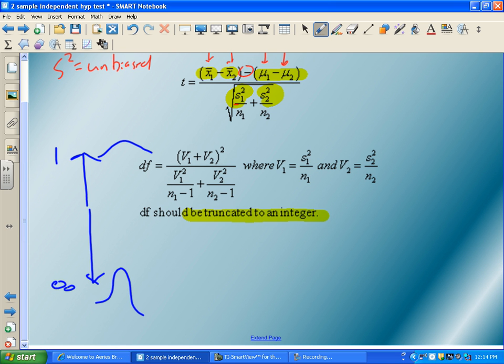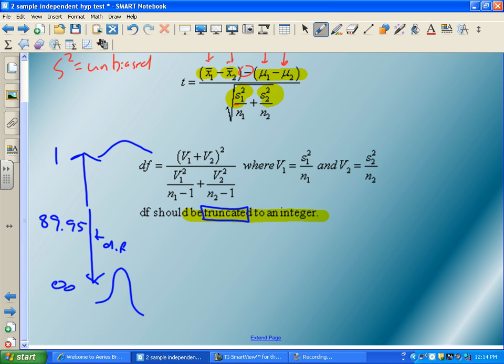So, truncated means to be cut off. And here's what I mean by that. Let's say you got something like 89.95 degrees of freedom. We would round that up to 90, wouldn't we? Does that make sense? But if we rounded that up to 90, wouldn't that be cheating my degrees of freedom a little bit? Because I don't technically have 90 degrees of freedom. And 90 degrees of freedom is more free. It's got a better distribution than 89 degrees of freedom. That makes sense? Which is better than 88, which is better than 87, which is better than 86.